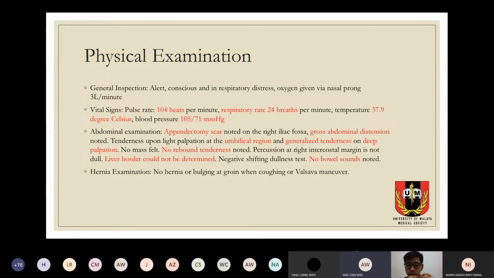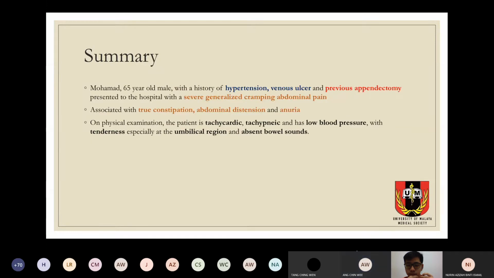Okay, got it, doctor. So can we move on? Yes. Okay, so I'd like to try and summarize this case maybe. Mohammed, a 65-year-old male with a history of hypertension, venous ulcer, and previous appendectomy, presented to the hospital with severe generalized cramping abdominal pain associated with, okay, maybe I should change that, no constipation, no. How should I summarize this case, doctor? Is this summary sufficient?